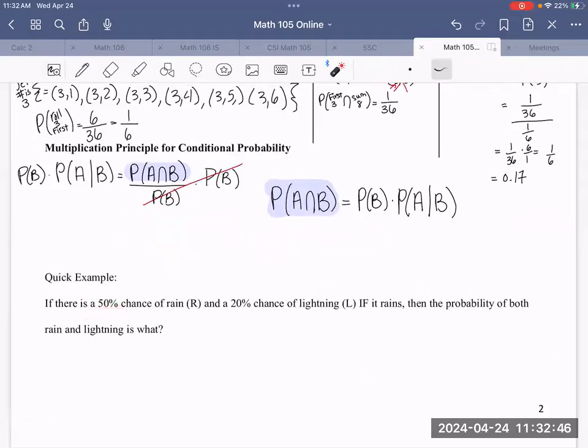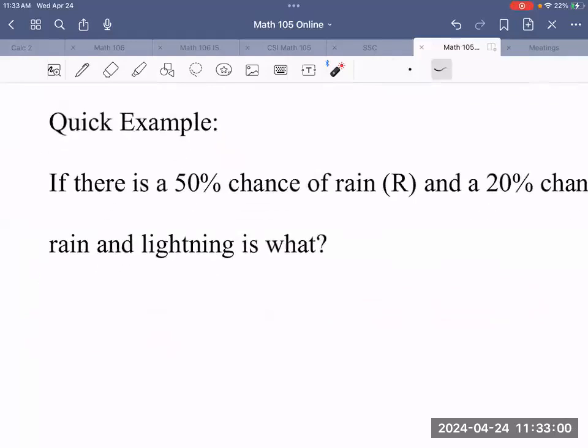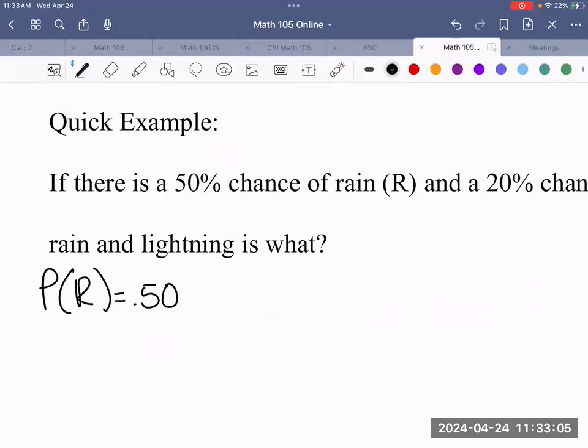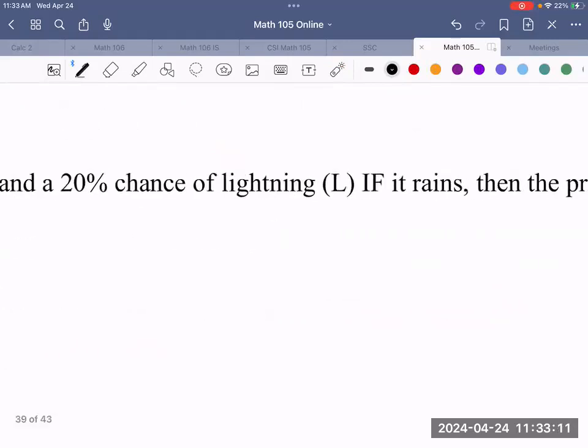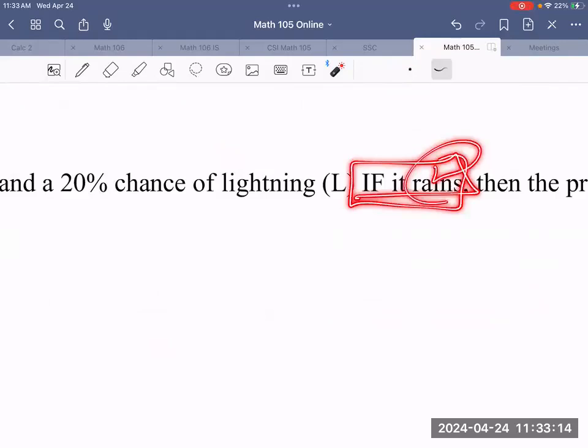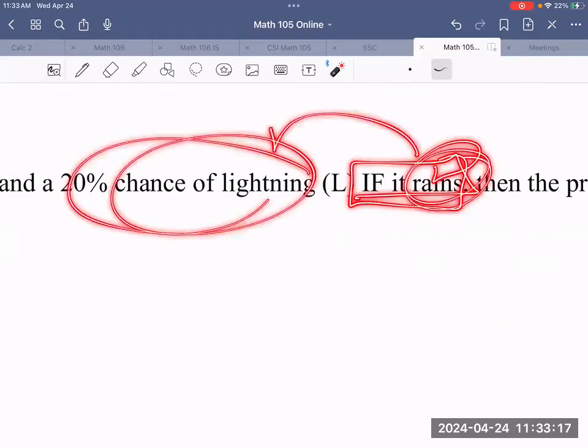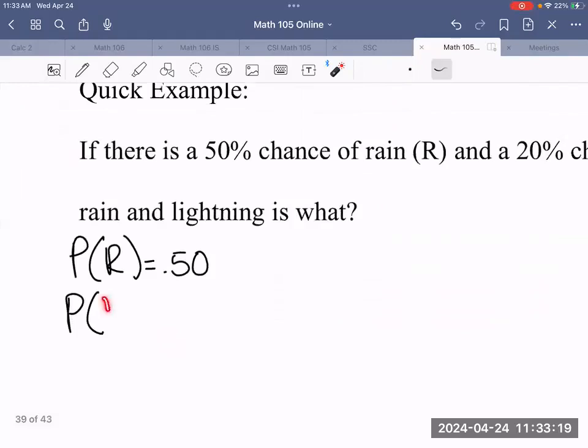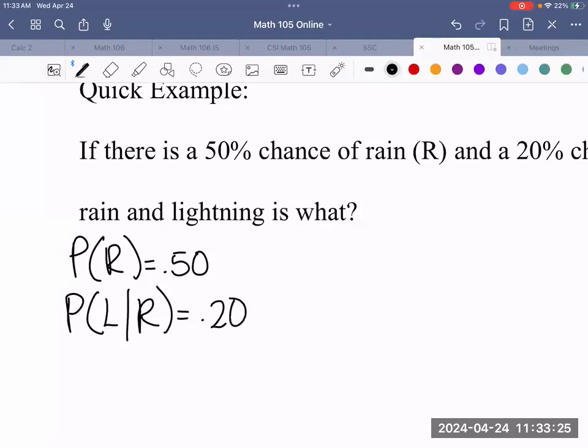If there's a 50% chance of rain R and a 20% chance of lightning, if it rains, then the probability of both lightning and rain is what? So we said the probability that it's raining is 50% or 0.5. The probability, the chance of lightning, if it rains, so if rain is happening, the chance of lightning following is 20%. So lightning, given that it's already raining, is 20% or 0.2.